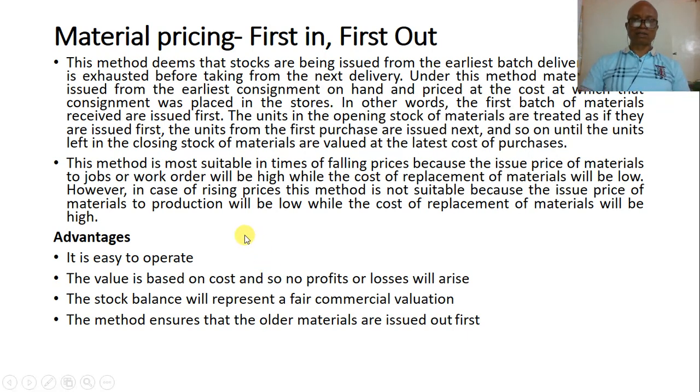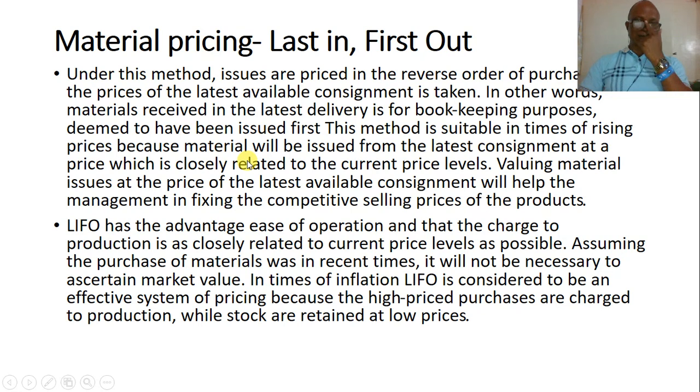Let's look at the second type, which is last in first out. Under this method, issues are priced in the reverse order of purchase. So what does that mean? The price of the latest available consignment is taken. That is what this one means. The latest price of the consignment is what is usually used to determine the price at which you issue them out to the store.